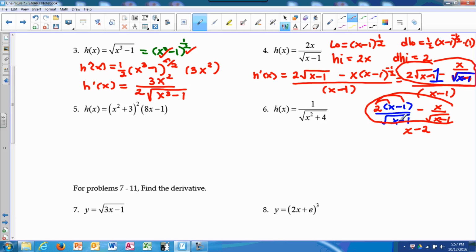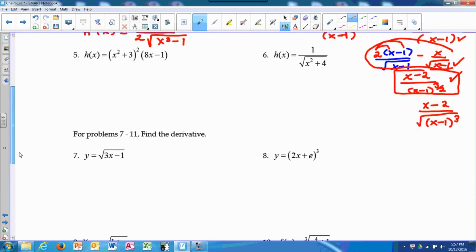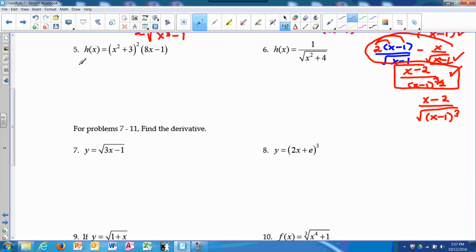Now this was just my numerator portion. That means that my denominator has to be the square root of x minus 1 and the x minus 1. So that's really x minus 1, 1.5 times, or to the 3 halves. So I could see this as x minus 2 over the square root of x minus 1 cubed on the bottom, or I could leave it as the power. So either of these would be a good final answer.